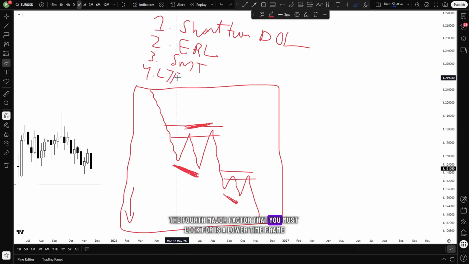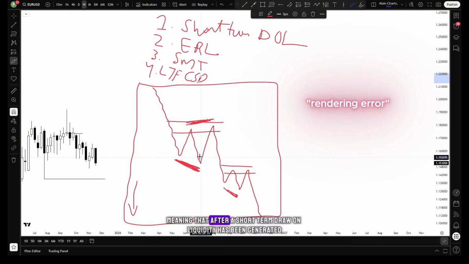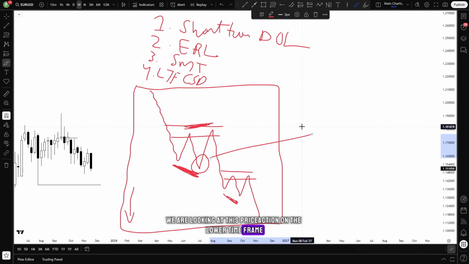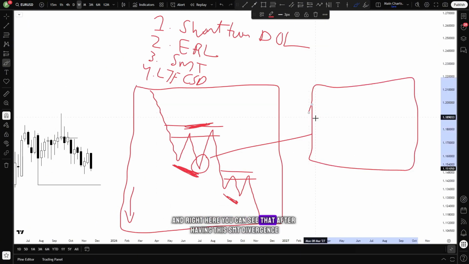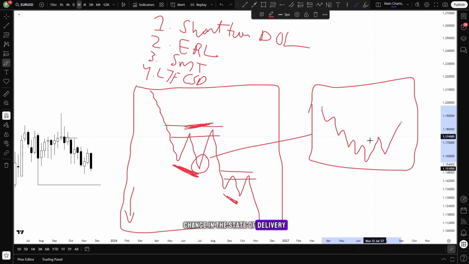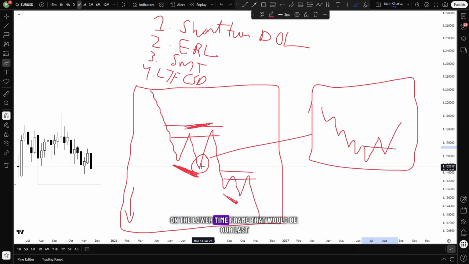The fourth major factor that you must look for is a lower time frame CSD, or a lower time frame change in the state of delivery, meaning that after short-term drawn liquidity has been generated, we've taken out ERL, and we've had an SMT divergence, we then must look for a lower time frame CSD. Okay, for example, let's say this is the lower time frame, and right here you can see that after having the SMT divergence, our objective would be to look for a lower time frame change in the state of delivery. And once we have that change in the state of delivery on the lower time frame, that would be the fourth major factor that now we could potentially have a short-term retracement profile higher.